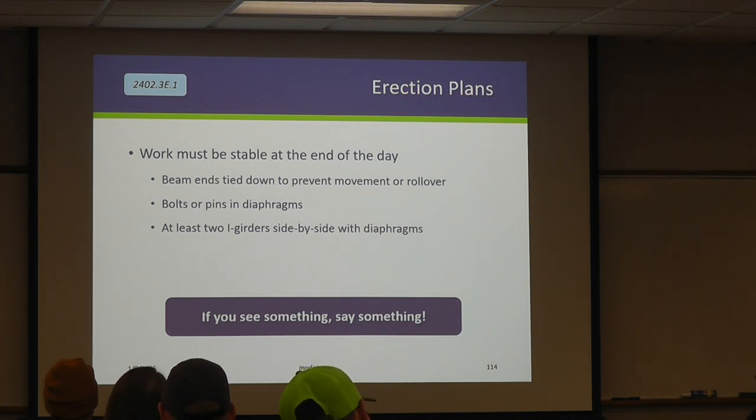So they've got through all this work for the day. At the end of the day, we have to make sure that if there's tie downs necessary so that the bearings don't lift up, that they're in place. There's also accommodations to keep these girders from rolling over because an I shape is not very stiff in its horizontal direction, just in its vertical. And we do require that you have side-by-side girders with the appropriate number of diaphragms installed for stability. Because again, if you see something, say something.